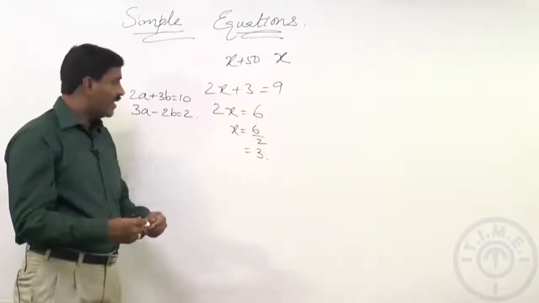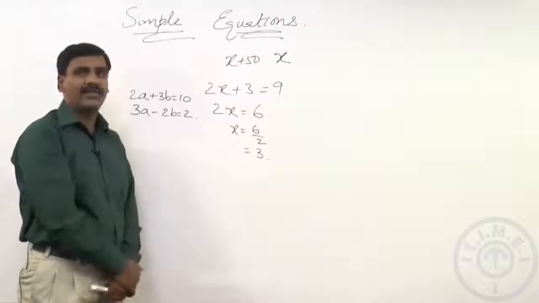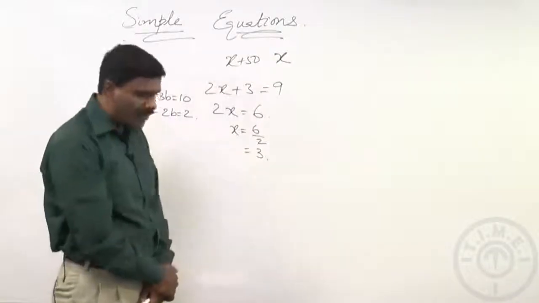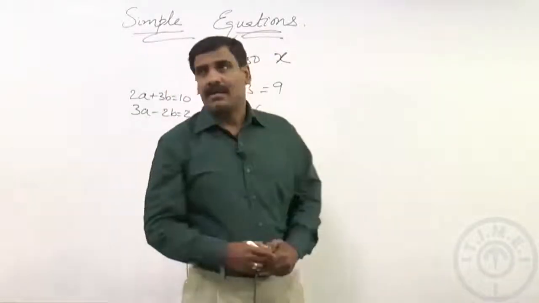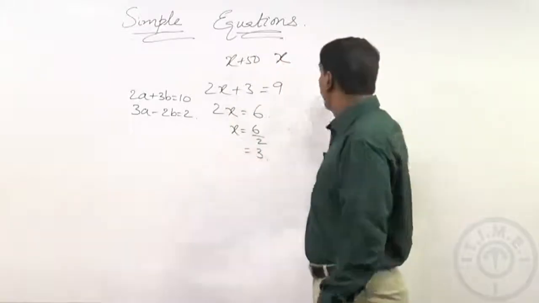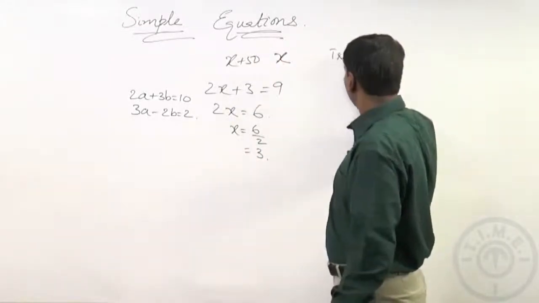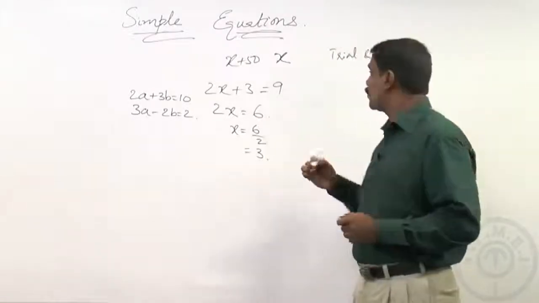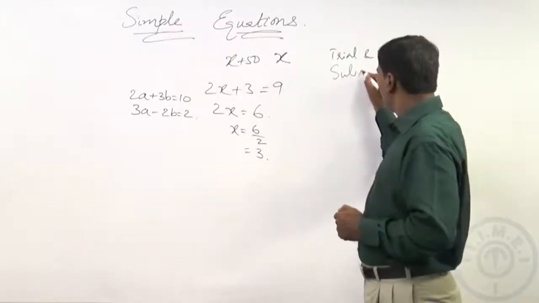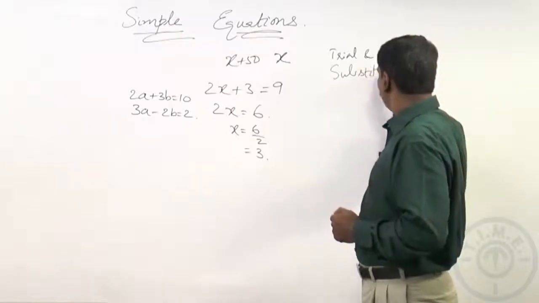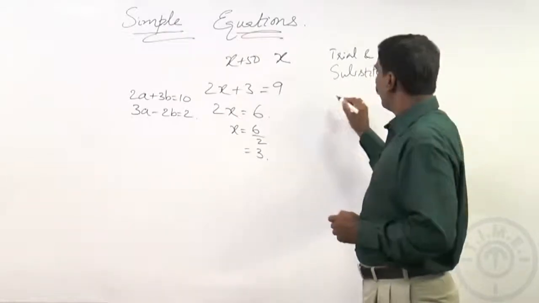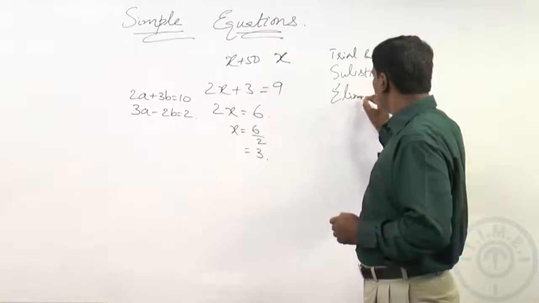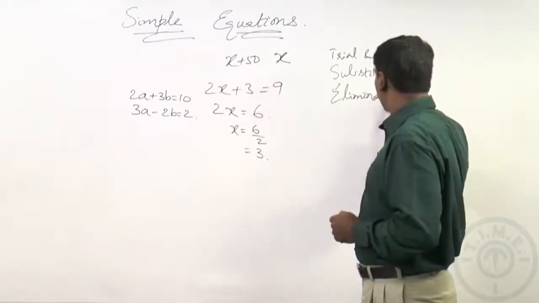And what are the different approaches that we know for finding the values of these variables? From school days we know that it may be the trial and error method, or the substitution method, or we can say solving by elimination. These are all the different methods that we know for finding the values of the variables.